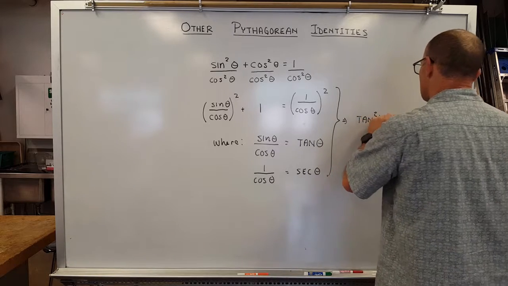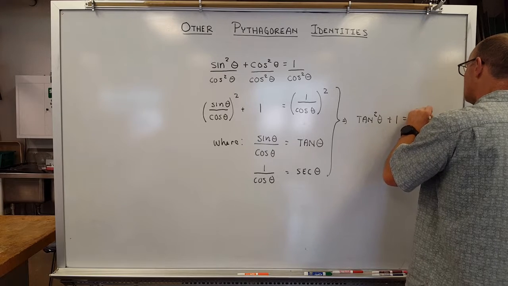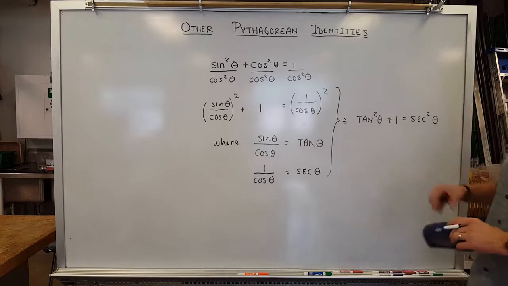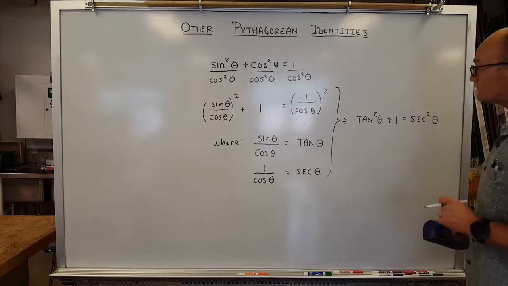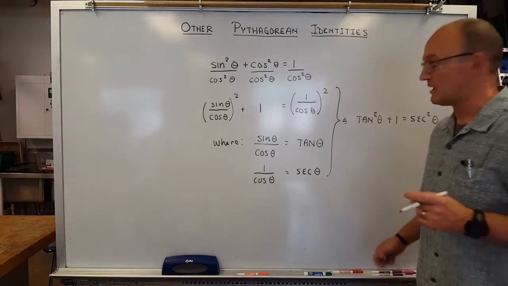So now, substituting these trigonometric functions back into the original equation, we will have that the tangent squared of theta plus 1 is equal to the secant squared of theta, which is the other Pythagorean identity that we were seeking to demonstrate. Now, there's one more added bonus that we can get here.